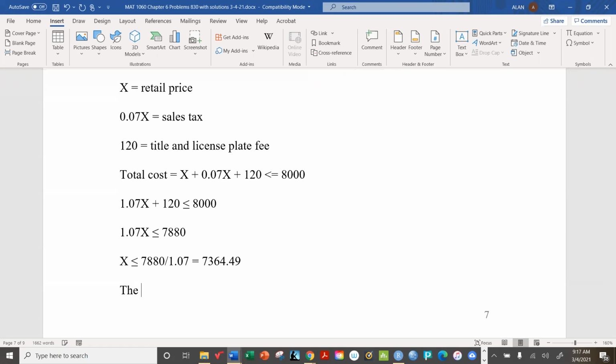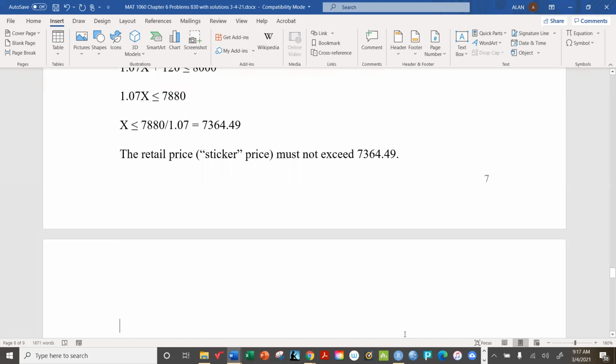So the retail price, or sometimes it's called the sticker price. If you've ever been to a car dealership, you know they all have the big sticker on it. The new ones have to have that big sticker on it to tell you everything you could possibly want to know about that car, including a rough guess of what kind of mileage it gets. But so here, must not exceed $7,364.49. Okay. Now let's just double check.